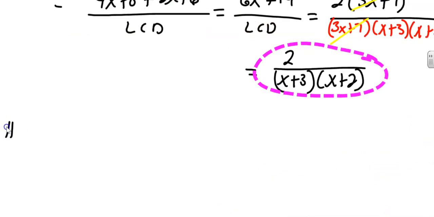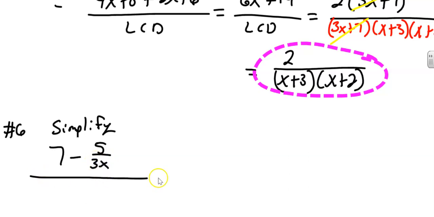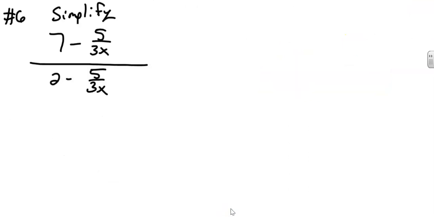All right, number 6. It just says to simplify. And this one's a complex fraction. Okay, we don't like fractions very much. But then you put a fraction inside a fraction, we don't even like it that much more, right? So what we're going to do with this one is we're still adding and subtracting, so we need the least common denominator.